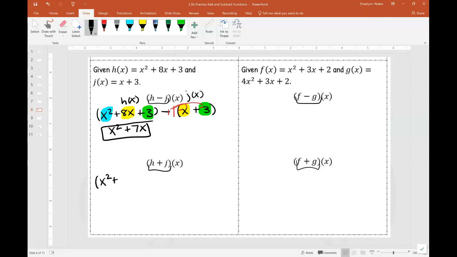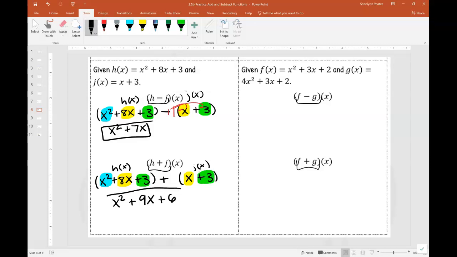So I have x squared plus 8x plus 3. This is my h of x. And I'm going to be adding my j of x, which is x plus 3. This is my j of x. Okay, so now I'm going to combine like terms. So I've got x squared, which is just normal x squared. And then I have an 8x, and I'm adding a positive x, so 8 plus 1 is 9x. And this last piece is a 3 and a 3. 3 plus 3 is a positive 6. So that would be my answer there.